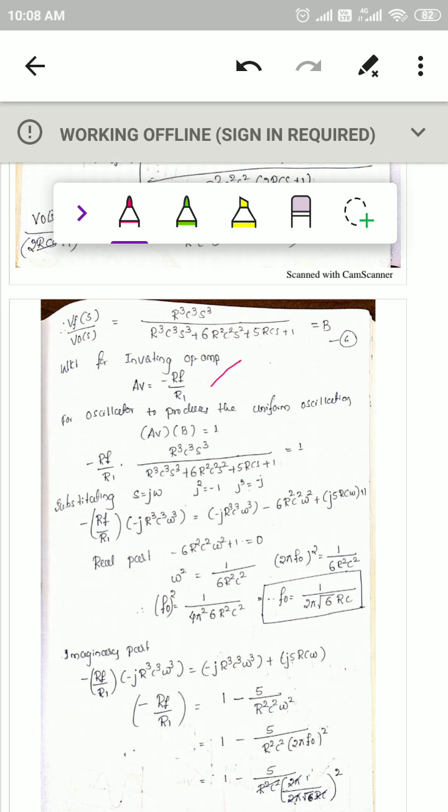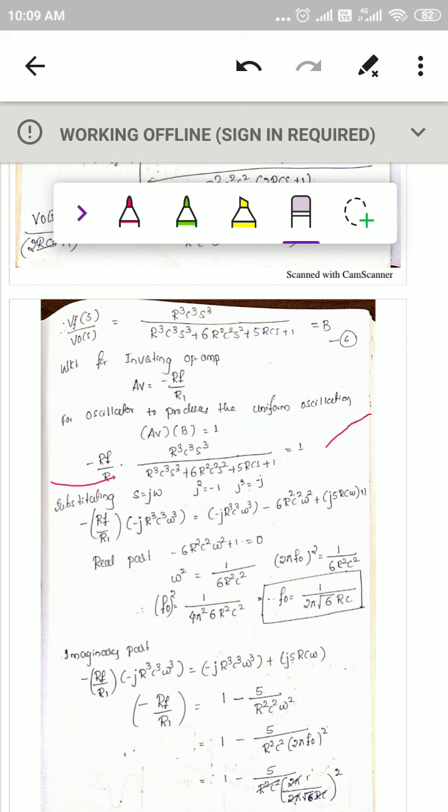For the oscillator to produce uniform oscillations, what is the criterion? A into B is equal to 1. A is once again minus RF divided by R1. B is what you calculated here. So substitute, and A into B is equal to 1.